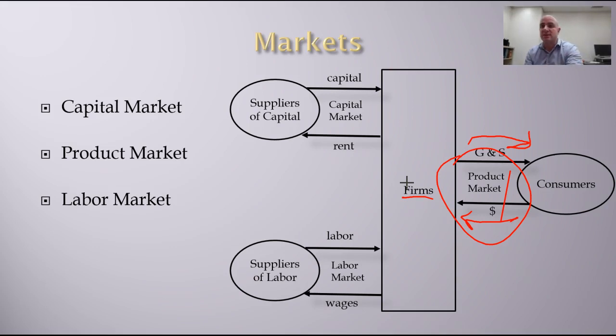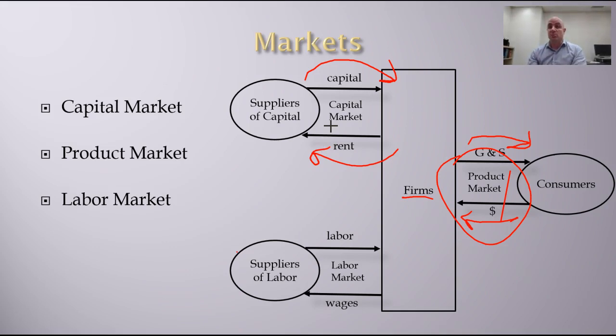So here in the product market, individuals are the buyers and the firms are the sellers. In the capital market and labor market, however, the firms are actually the buyers or the renters. So you have the suppliers of capital and the suppliers of labor. In the capital market, the people who own the capital sell it or rent it out, lease it out to the firms, and the firms pay them rent in return.